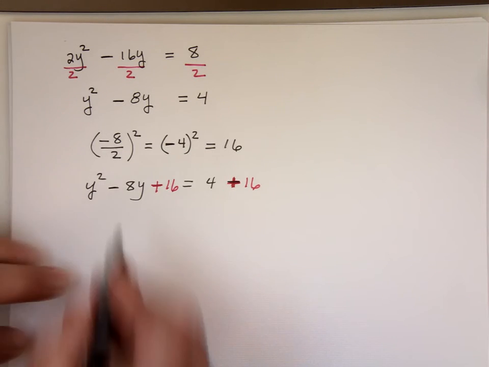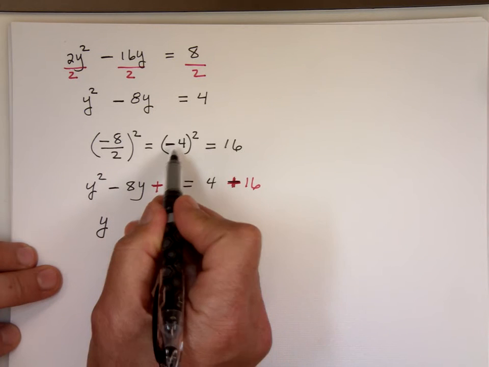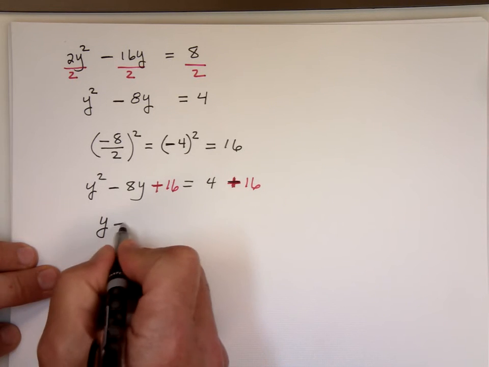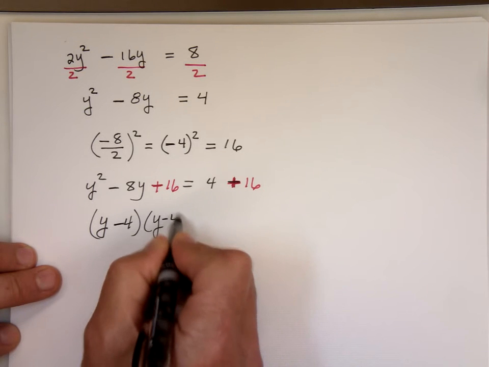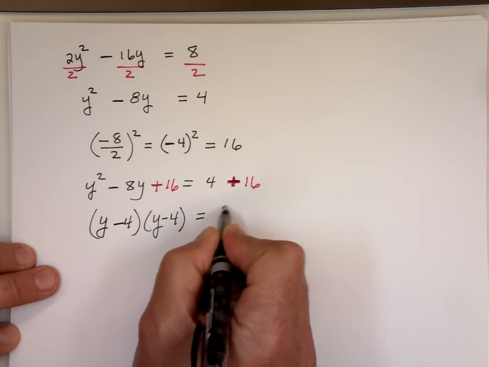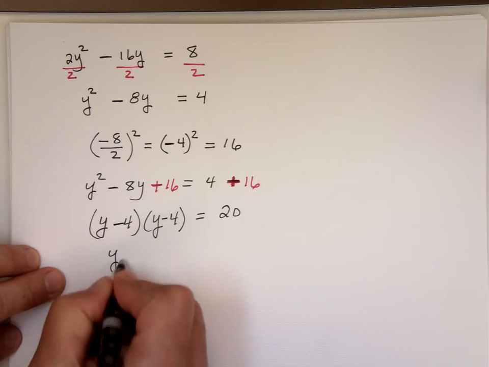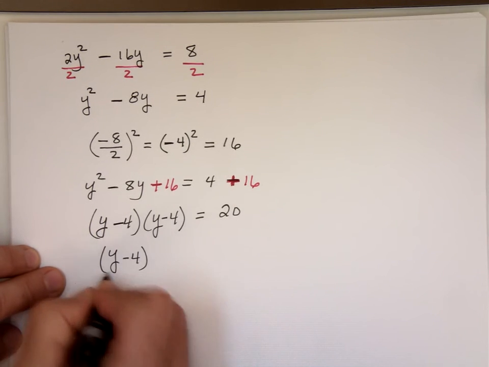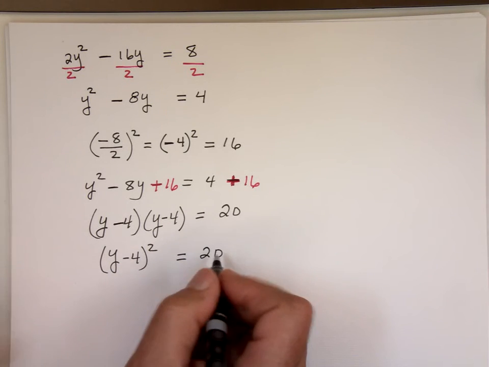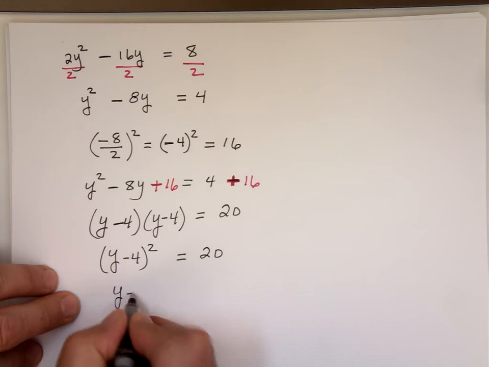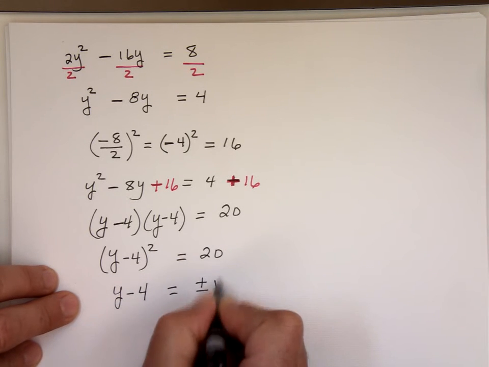Now factor this one again, y, and what's that number? Negative 4 equals 20. y minus 4 squared equals 20. y minus 4 without the square equals plus or minus the square root of 20.